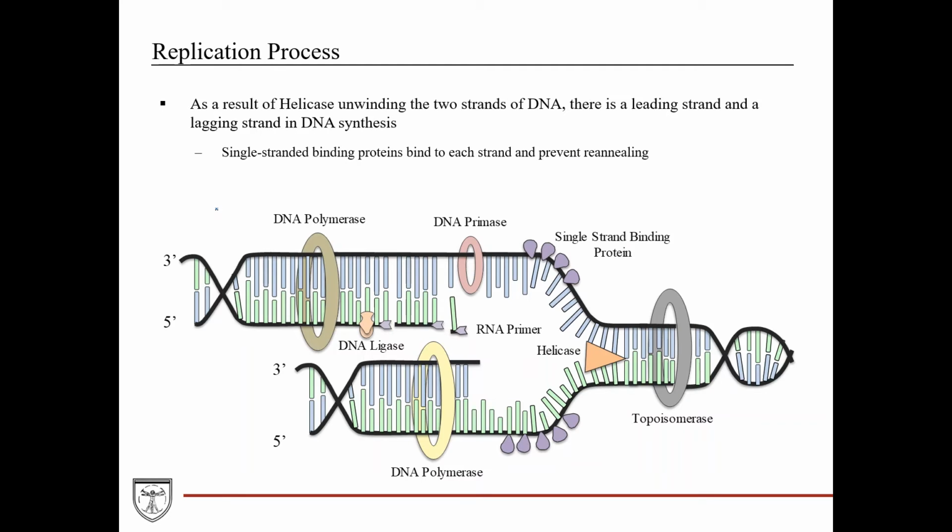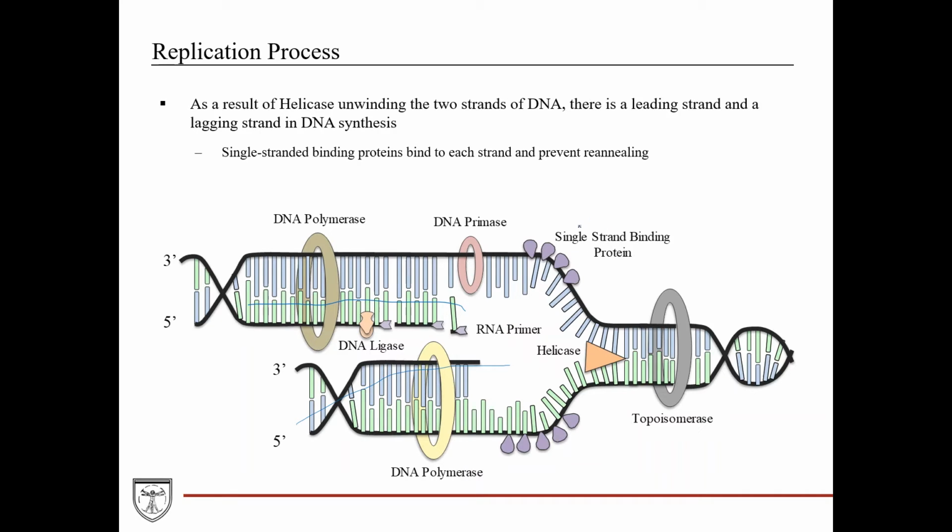And as a result of helicase unwinding the two strands of DNA, what results is there's a leading strand and a lagging strand. So the lagging strand in this case is up here, and then the leading strand is here. And remember, the leading strand is synthesized continuously, the lagging strand is synthesized discontinuously, and we'll talk more in detail about that in a few slides here.